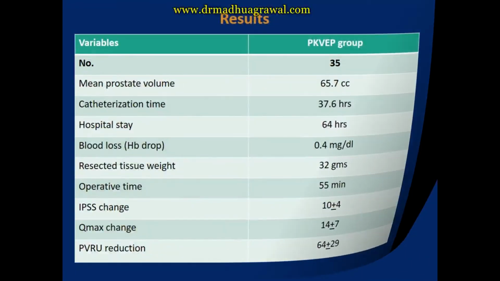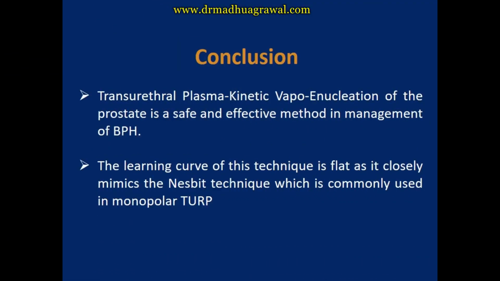We concluded that transurethral, plasma-kinetic vapo-enucleation of the prostate is a safe and effective method in management of BPH. The learning curve of this technique is flat, as it closely mimics the Nesbitt technique, which is commonly used in monopolar TURP.